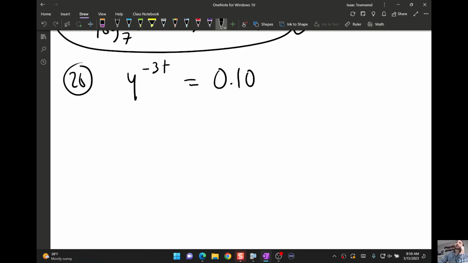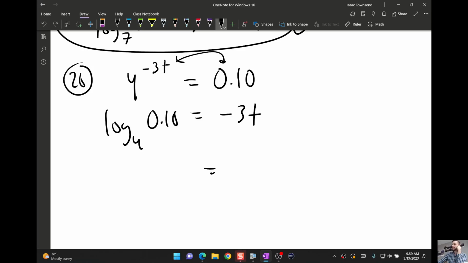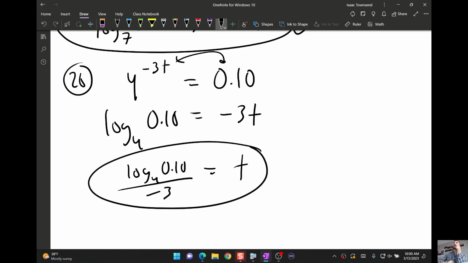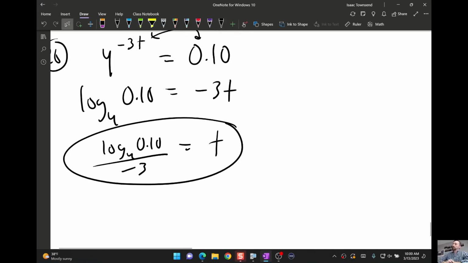Okay, so 4 to the negative 3 times what is going to give us 0.10. Looking at this one, it looks like it's in exponential form. So if I switch these two and put it in logarithmic form, it's going to look like that. And then the last thing would be to get rid of this, so divide both sides by negative 3. And without a calculator, which will probably be what happens on the test, you'll just have to circle that and then check your arithmetic later.